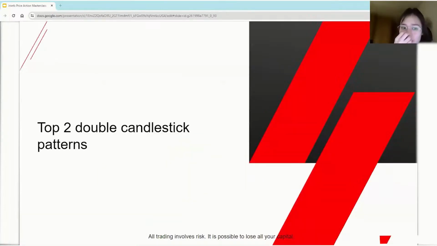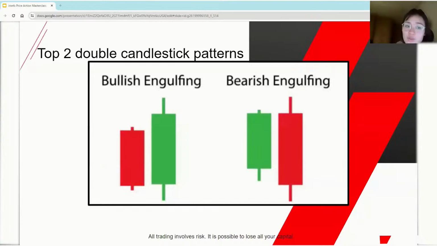Okay, next let's look at the top two double candlestick patterns. Okay, so here we have bullish engulfing and bearish engulfing. So again, like we mentioned earlier, we have the exact same kind of pattern, just that one is moving upwards and one is moving downwards, since it is bearish.